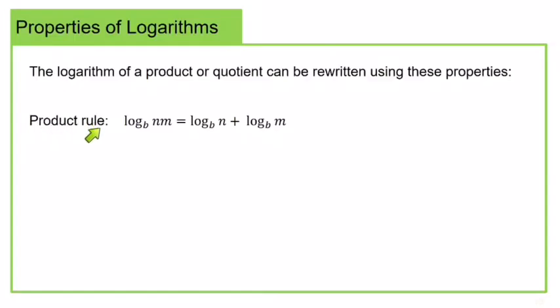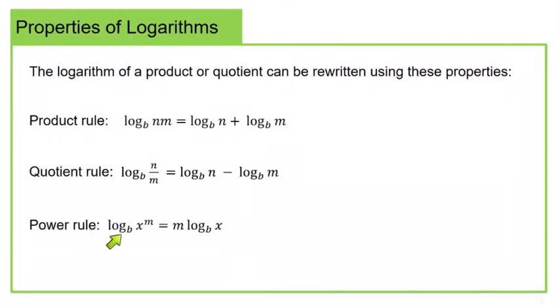The first one is the product rule. It says that log base b of a product is equal to log base b of the first factor plus log base b of the second factor. So we can take one log expression and split it into two separate terms. And we also have the quotient rule, which says log base b of n over m is equal to log base b of n minus log base b of m. So notice that whatever was in the denominator of our argument, we end up having in a subtracted term.